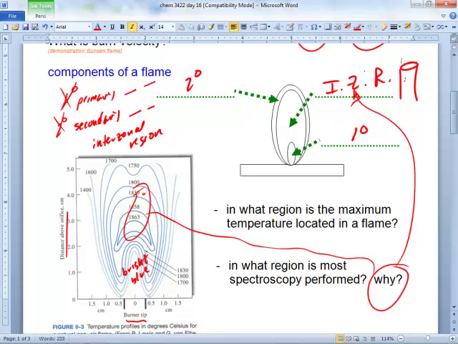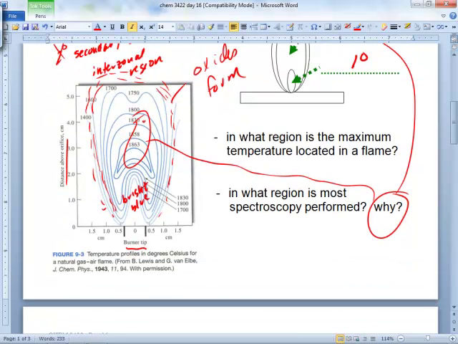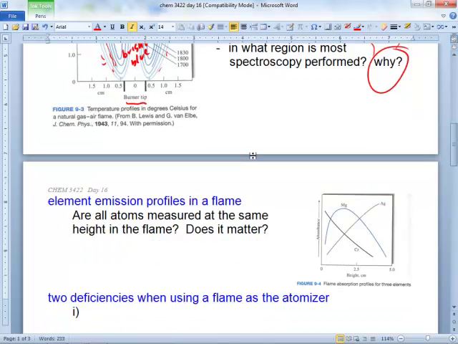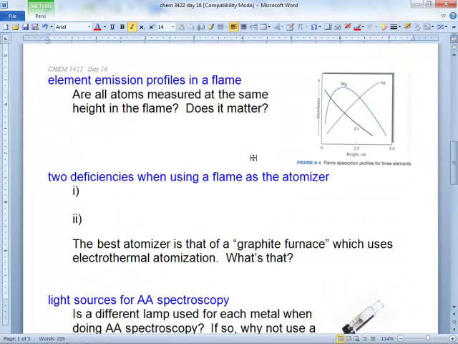I guess I should give some more hints here, just to give you a heads up to see what's coming. In this secondary combustion zone, you get a lot of oxides forming. Right? That might give you some thought into what's coming up. Okay. Element emission profiles in a flame.